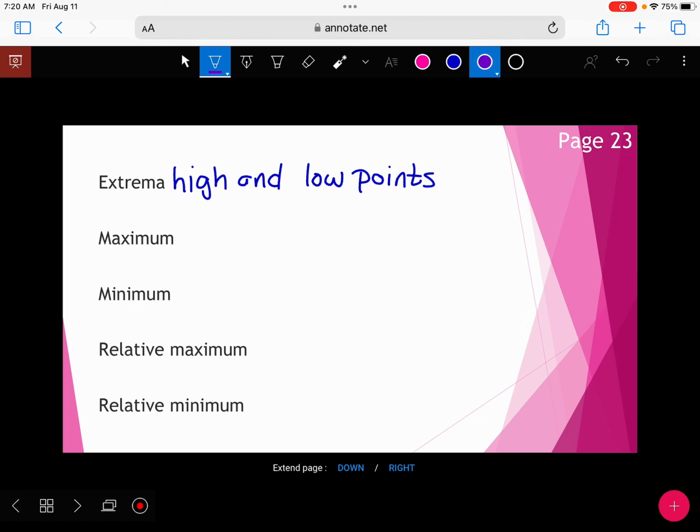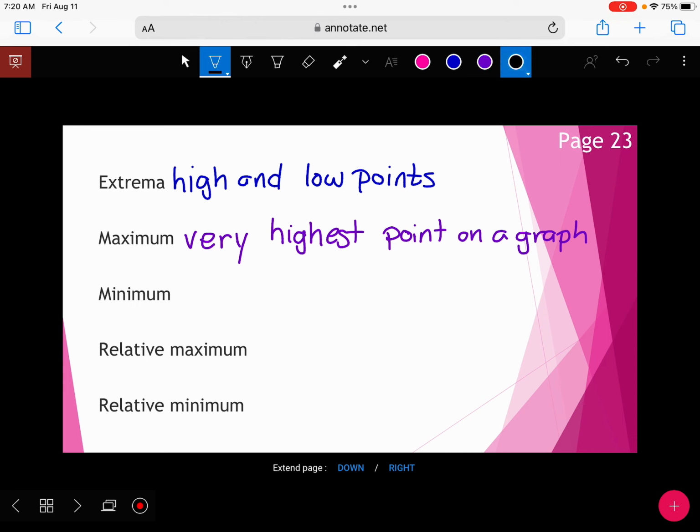A maximum on the graph is the very highest point. The maximum is the very highest. It's the tippy top, the peak of the mountain. The minimum is going to be the very lowest point.